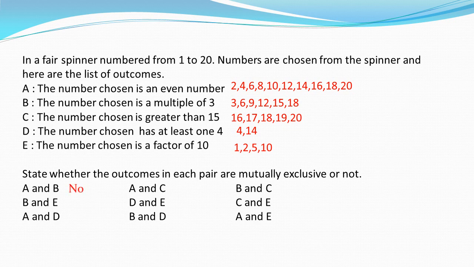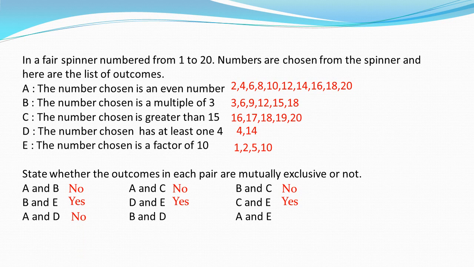A and C, we can see that we have 16 in common, 18 and 20. So the answer is also no, not mutually exclusive. B and C, we can see that we have 18 in common. So the answer is also no. B and E, we can see that we don't have any common number. So the answer is yes. D and E, we also can see that we cannot have any common possible outcome. So the answer is yes. C and E, we don't have any common outcomes either. So the answer is that they are mutually exclusive.